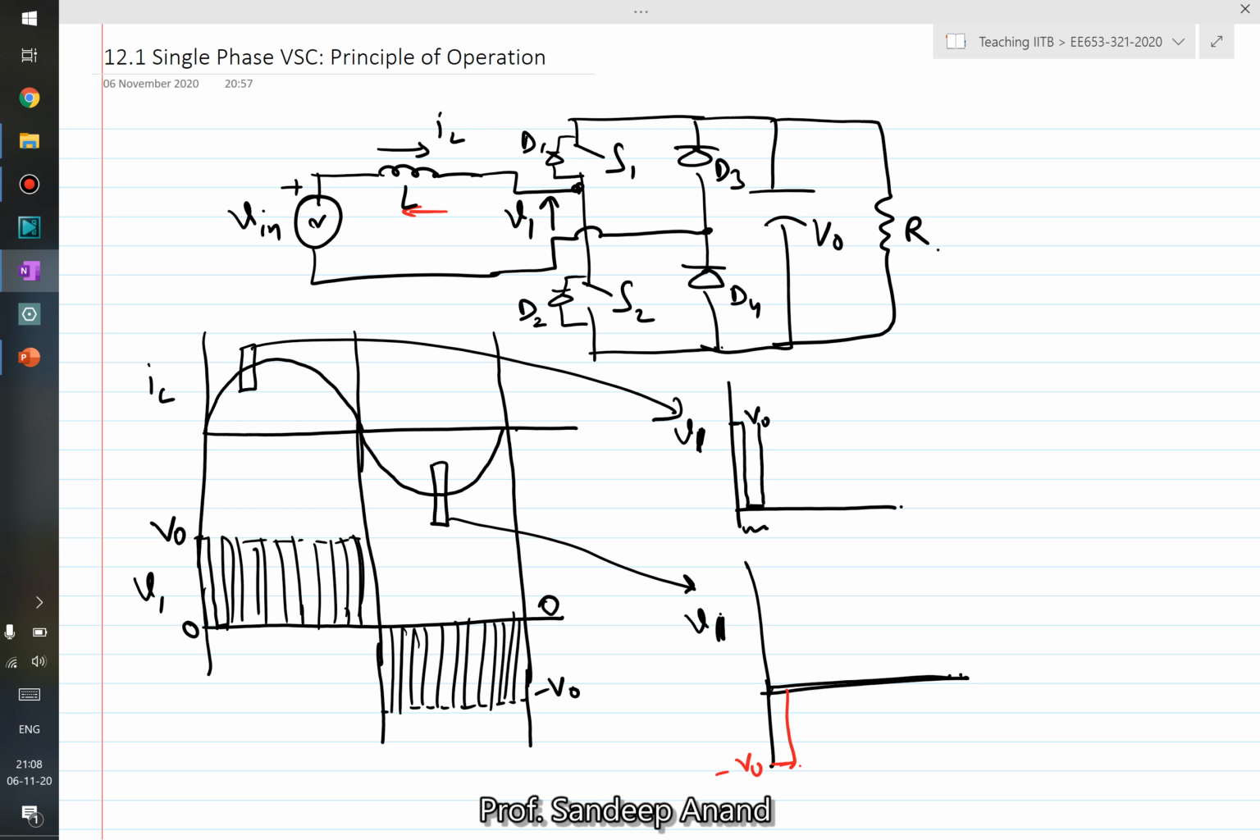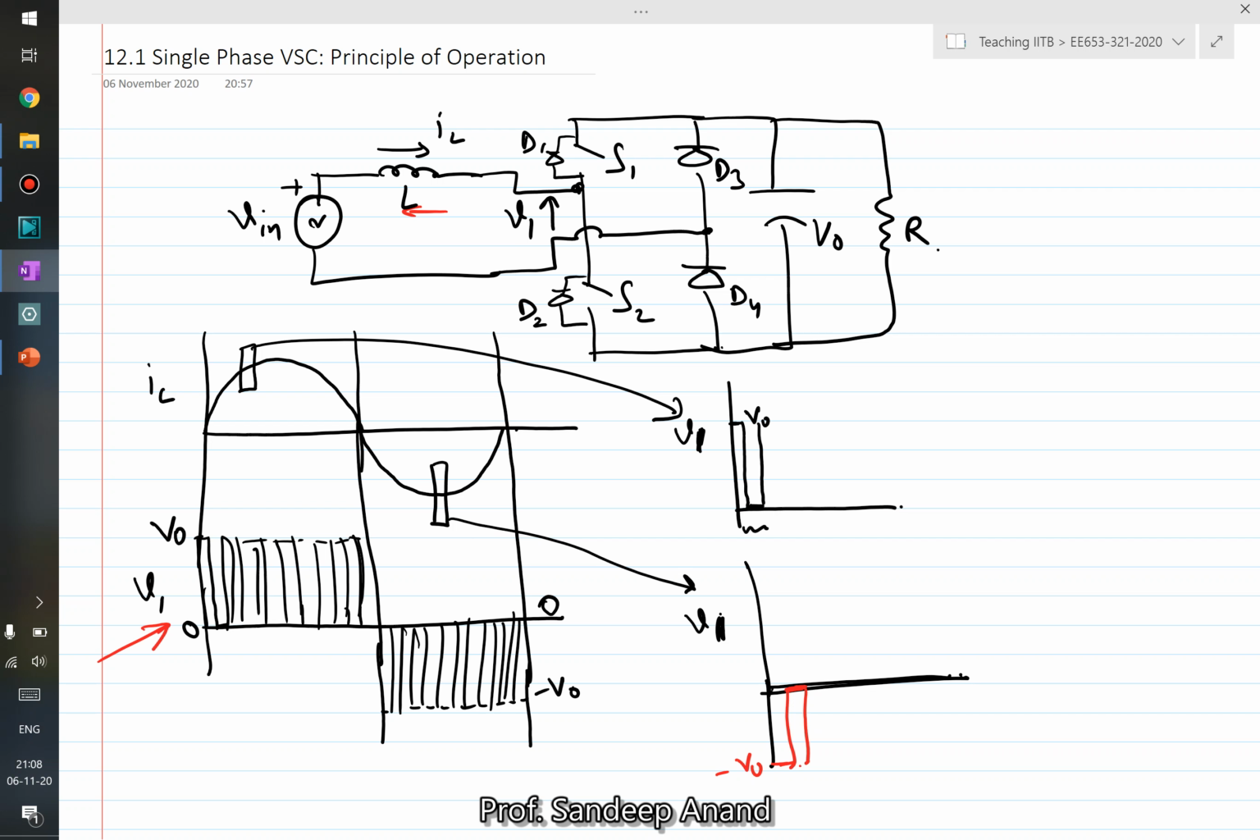And now when you want to create a zero voltage here, you would turn on switch S1 and then the current will flow through D3 and S1, right? And you will have 0 volt here. So essentially in the negative current cycle you will have V1 oscillating between minus VO and 0. So this is the V1 waveform that we get in this circuit which we have already seen till now, right?